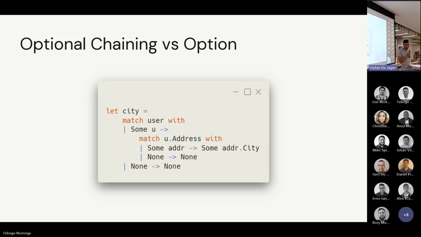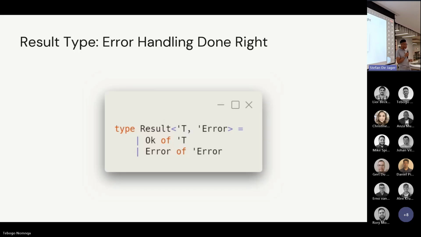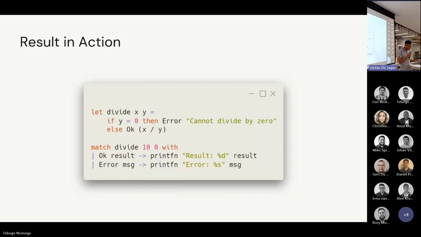While the option type handles the presence and the absence of a value, it doesn't give us much information about why something went wrong. This is where the result type comes in. This type captures both the successes and the errors, allowing you to handle your errors in a more structured way. In this example, instead of throwing an exception while trying to divide by 0, we just return an error with a descriptive message. This approach makes error handling explicit, predictable, and much easier to manage.